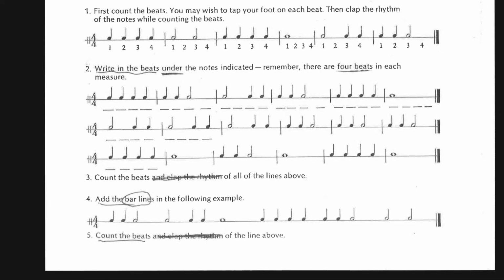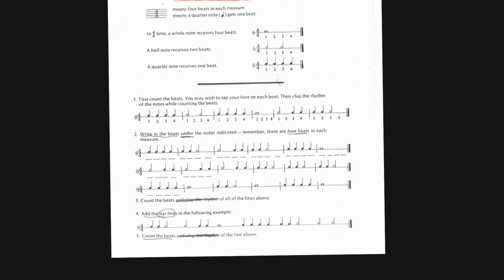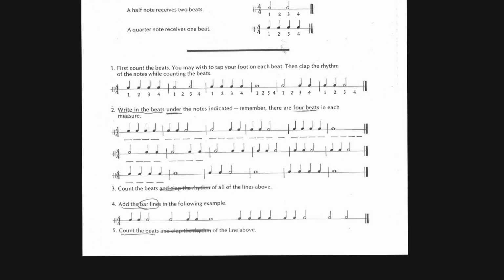Now for number two, what you have to do is write the beats under the notes. Now don't overthink this. Basically, you're just writing 1, 2, 3, 4 on each of the lines because the four beats stay the same regardless of the rhythm. For the first one, they have the lines the whole time for you, so you write 1, 2, 3, 4 on the lines. But then for the second part of number two, you would still write the beats, 1, 2, 3, 4, as if there were lines there.